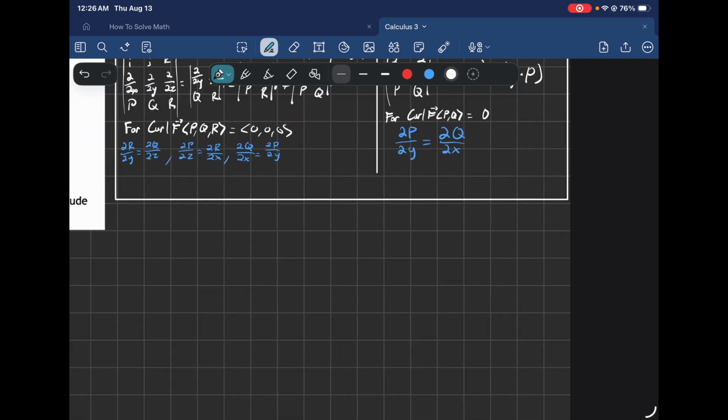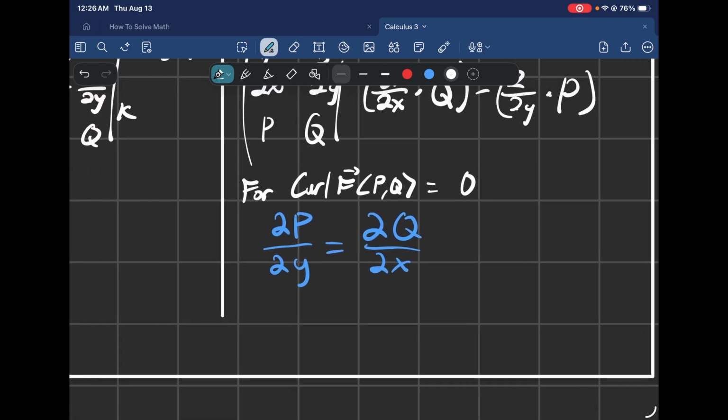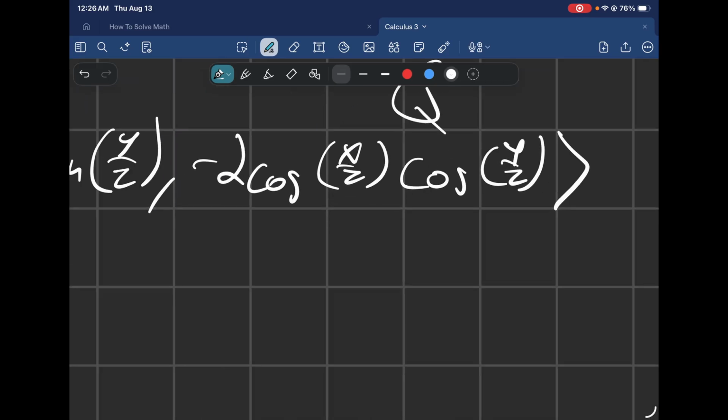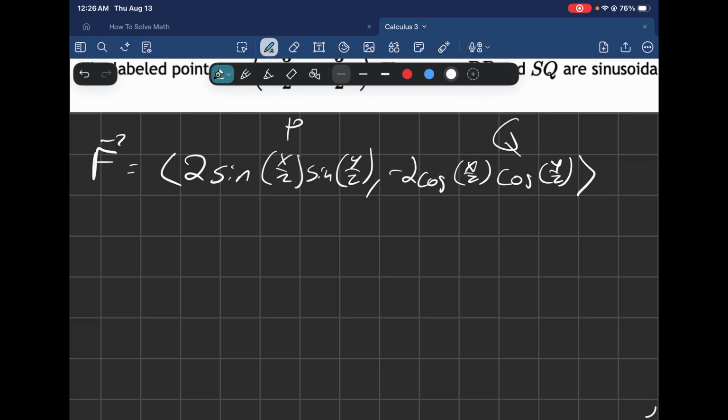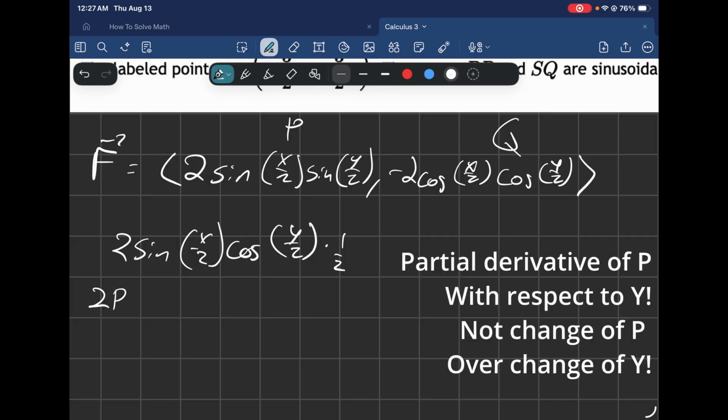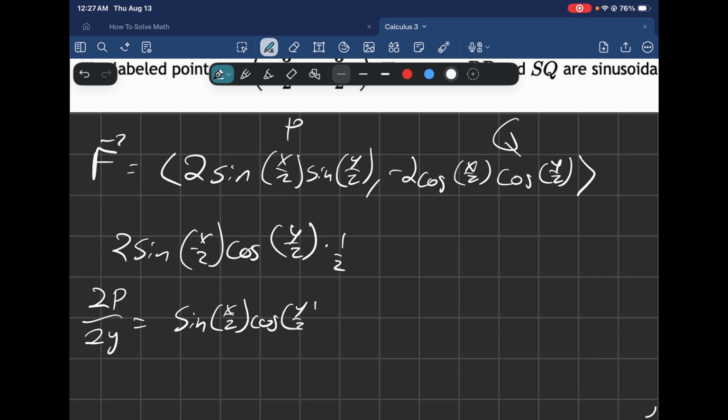Remember that our rule is for a vector field to be conservative, the curl of F has to equal 0. So let's find the partial derivative of p with respect to y, which here will just be 2 sine x of 2 cos of y of 2 times 1/2. So change of p over change of y is equal to sine x of 2 cos of y over 2.